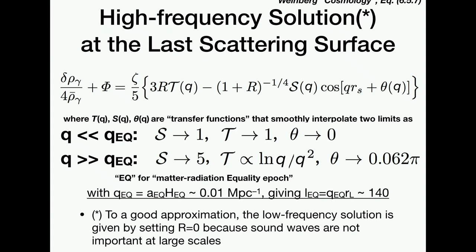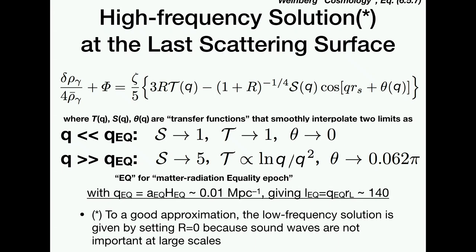And then there's a phase shift that's zero in the low frequency limit, but if you go to the high frequency limit, due to the neutrino free streaming effect, the phase shift is non-zero. That's the solution. Once again, you should be impressed by this, okay? That's it, that's everything. This is everything, one formula. And the angular scale that divides the two is 140. That's the wave number that enters the horizon at matter-radiation equality.